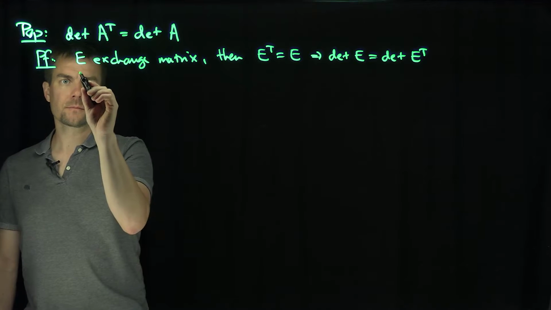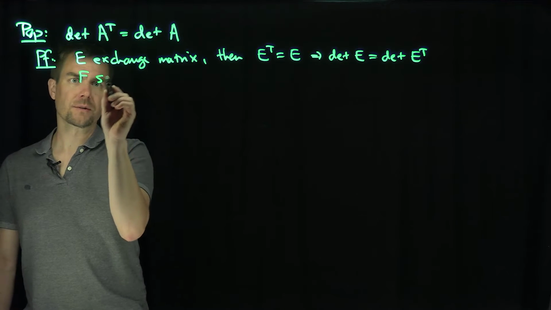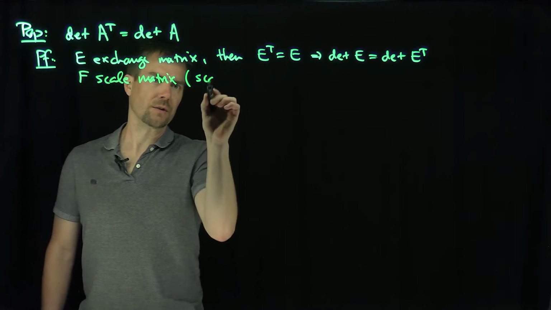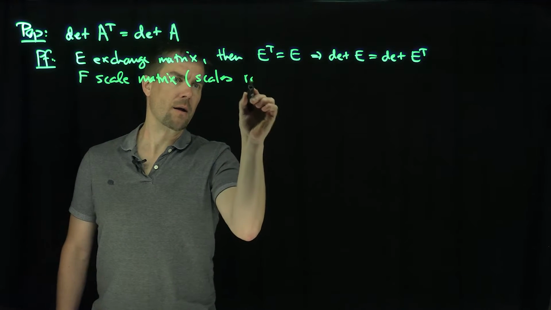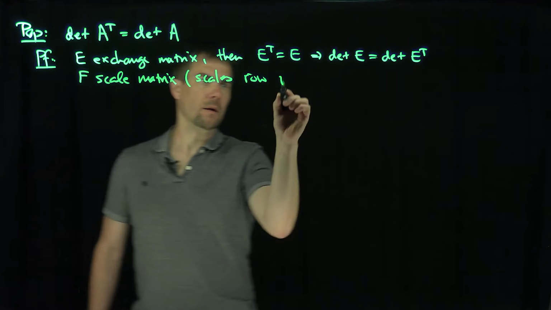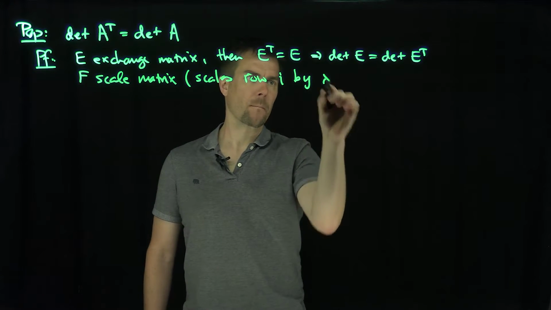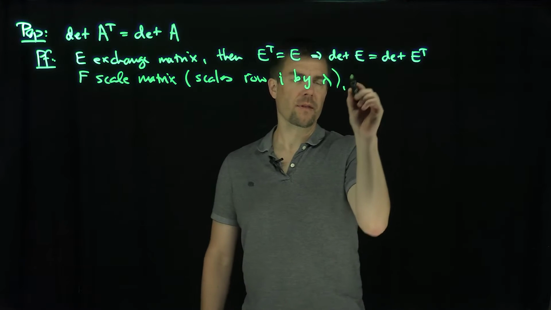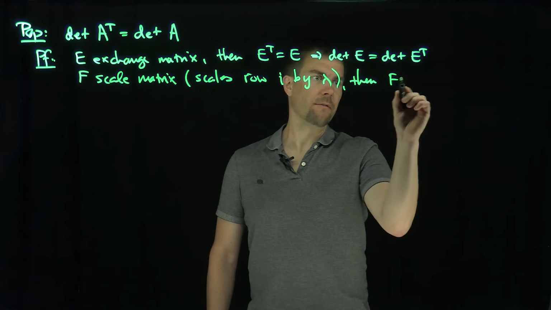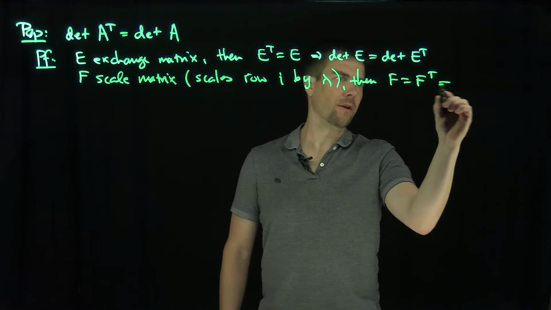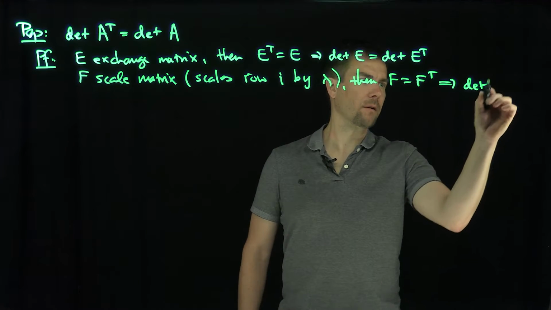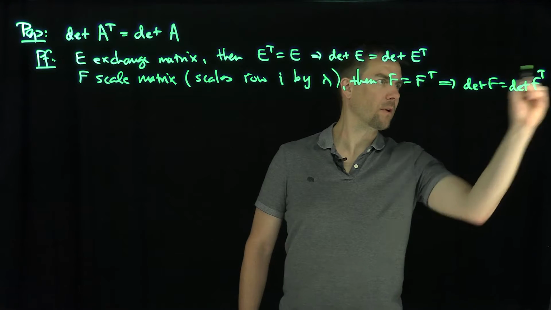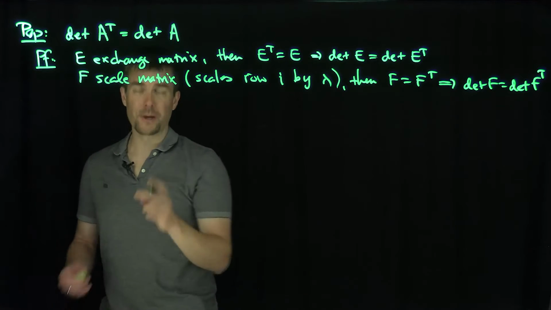If F is a scale matrix, scales row i by lambda, then if I transpose this, it's itself transpose, right? Then F is equal to F transpose, and therefore determinant of F is determinant of F transpose. So in other words, this result is true for scale matrices.